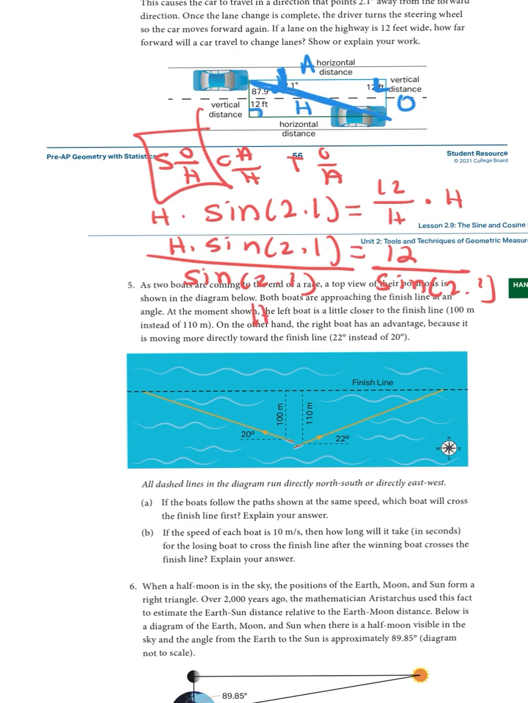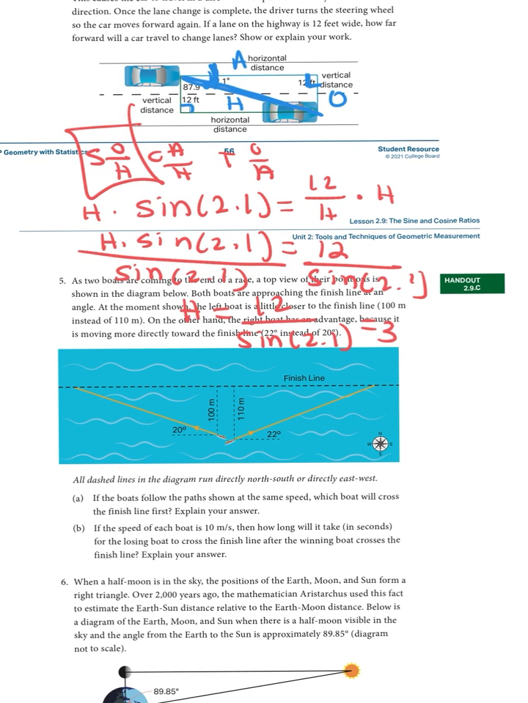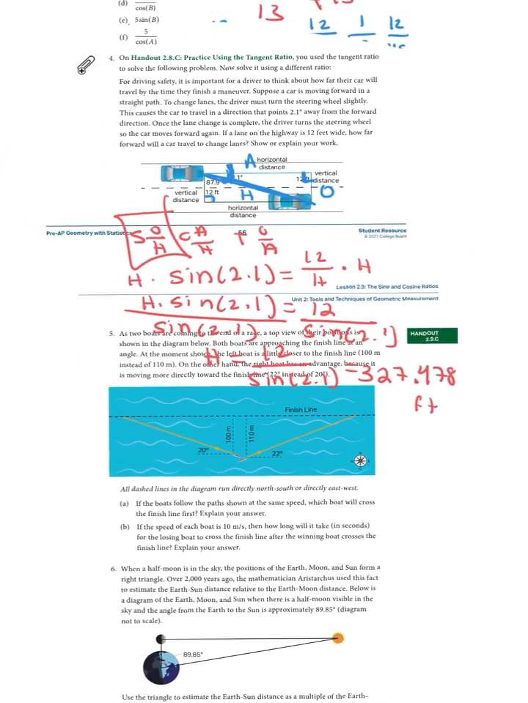And then I get that H is equal to 12 over sine 2.1, which is equal to, oh my god, I didn't write it down. Let me calculate that real quick. 327.478 feet. Okay, so that's how you do that one.